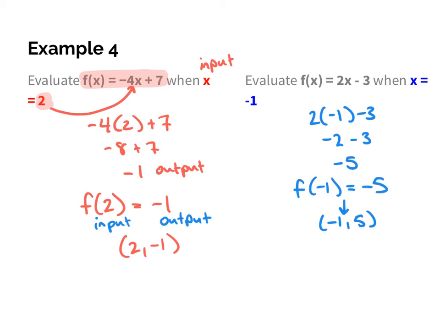All right, so you should get negative 5 if you were to plug in negative 1. So again, f of negative 1 equals negative 5. This is my input. That's my output. That is how you would see it as a point. So this is what's, again, called function notation.